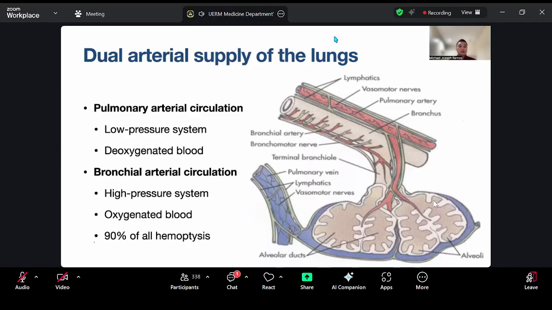Your lungs are supplied by two arterial circulations, namely the pulmonary and the bronchial artery circulations. The pulmonary circulation carries the deoxygenated blood to the alveolar levels for gas exchange. Therefore, it has a low pressure within its vessels. On the other hand, the bronchial circulation provides oxygenated blood to the lung structures, and it has a high pressure within its vessels, and it is the most common origin of your hemoptysis, almost 90% of them.